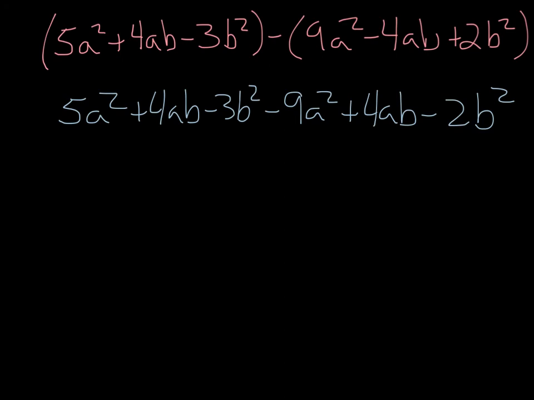5a squared minus 9a squared is negative 4a squared. 4ab plus 4ab is plus 8ab. And then finally, negative 3b squared minus 2b squared is negative 5b squared.